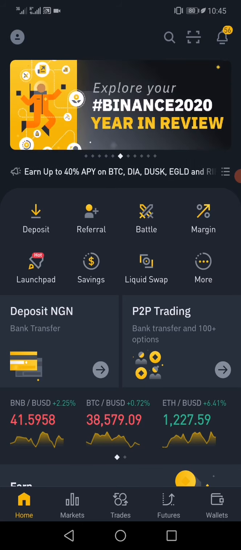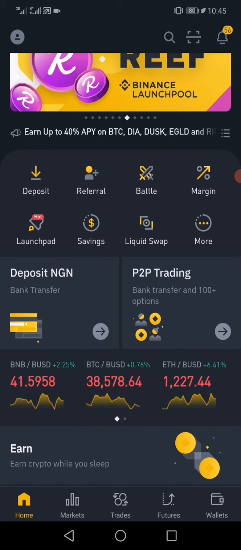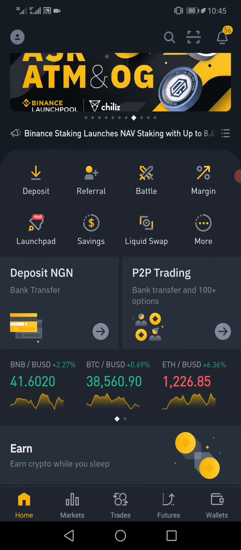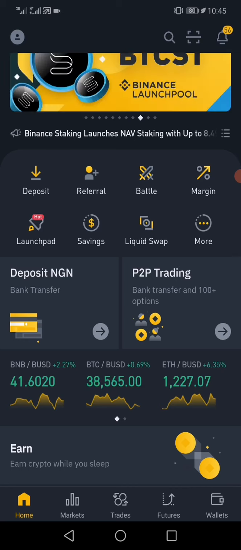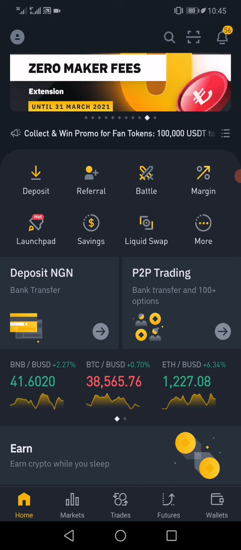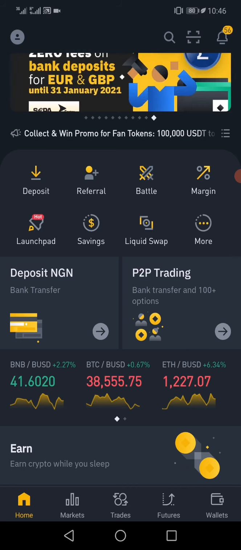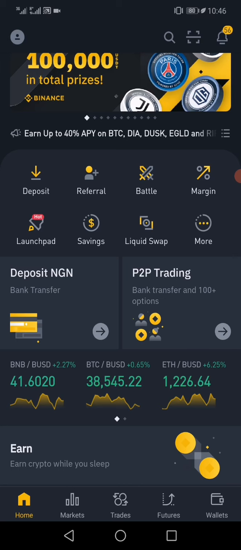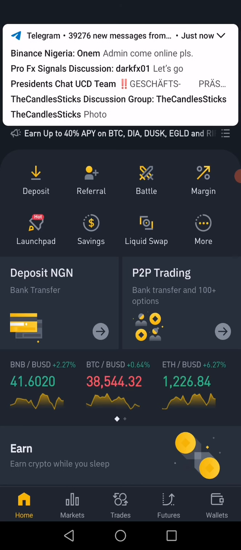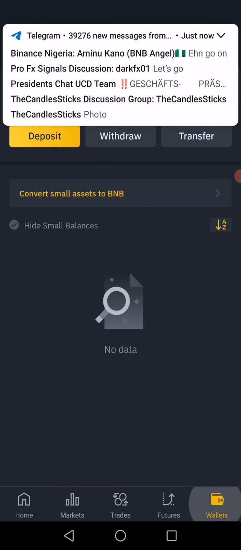Now, the Binance Trading app is one of the simplest and very easy to use platforms out there, but it looks complex to a lot of people, and people get confused when given signals to trade with. So the first thing you want to do on your Binance Trading app is, after depositing your funds, you will always find them in your wallets.